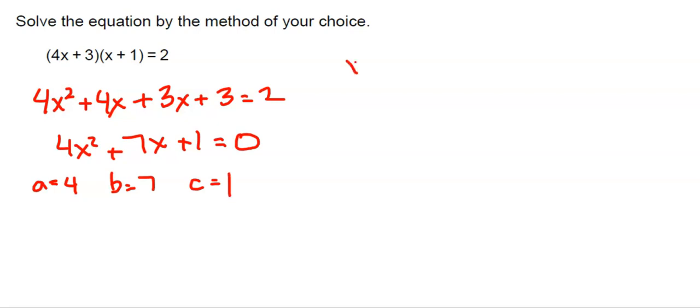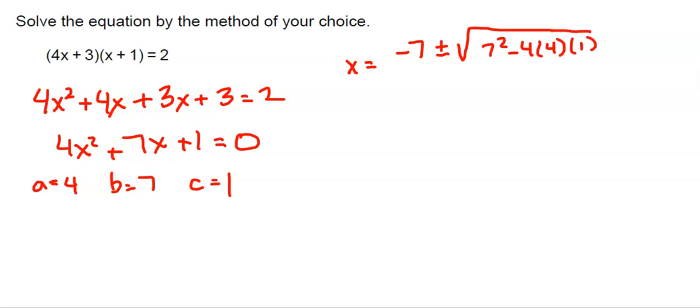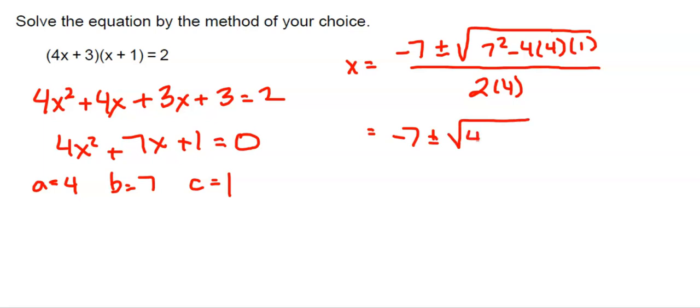And so our solutions are given by negative b, negative 7, plus or minus the square root of b squared minus 4 times a times c, all over 2 times a. So now we've just got a little bit of simplification to do. So we've got negative 7 plus or minus the square root of 49 minus 16, all over 2 times 4 is 8.